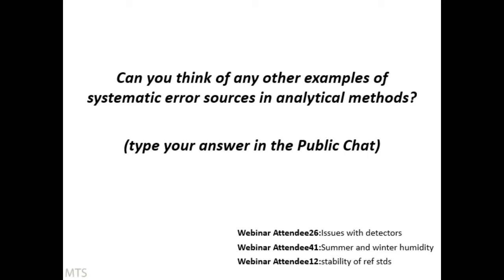And stability of reference standards, yes. As it goes off, you are losing some of the potency perhaps, and you're assigning the wrong value for it. So you have a bias there. That's really good. Excellent. Thank you.